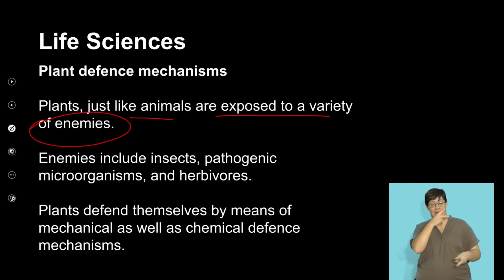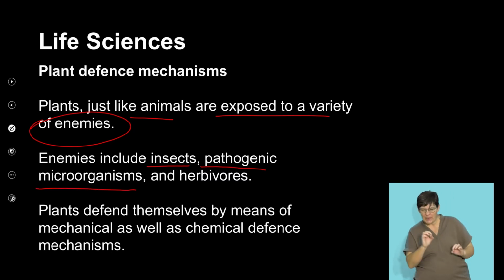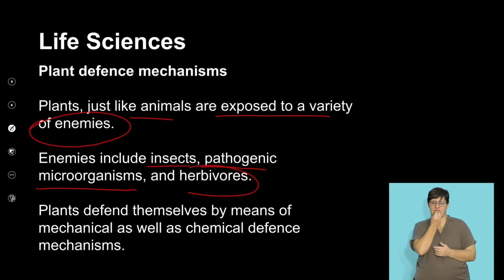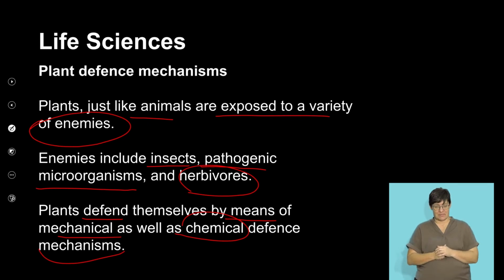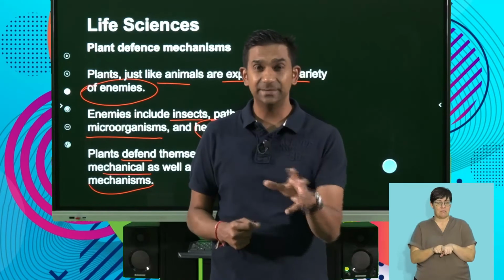So these enemies, as I mentioned, could include insects, pathogenic microorganisms, so these are microorganisms that cause disease, as well as herbivores. We know that herbivores rely on plants. However, plants have also defended themselves against invasion from herbivores. Plants defend themselves by means of mechanical as well as chemical defense mechanisms. So we see that there are mechanical structures that have been developed, but also chemical structures.